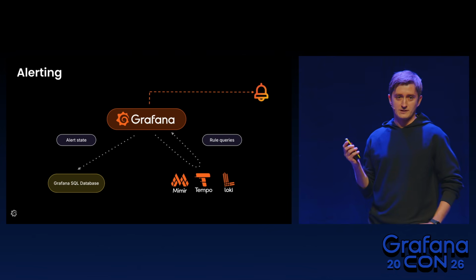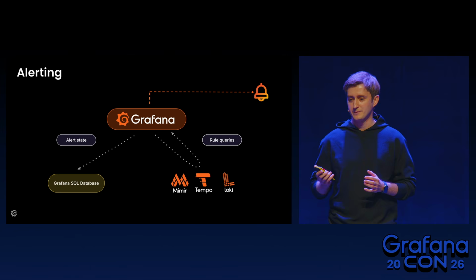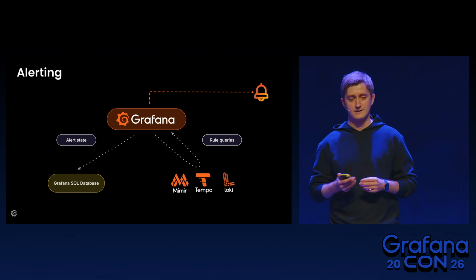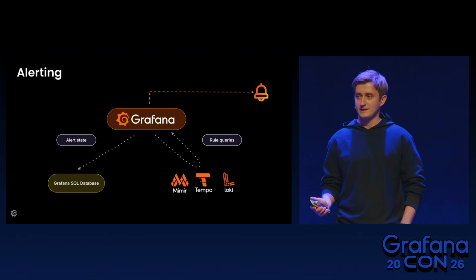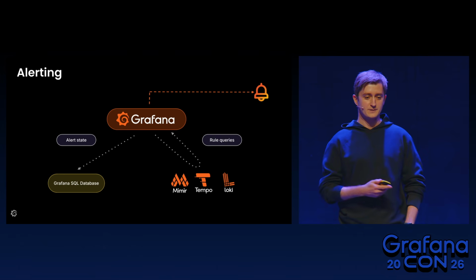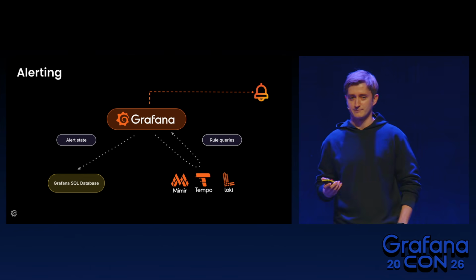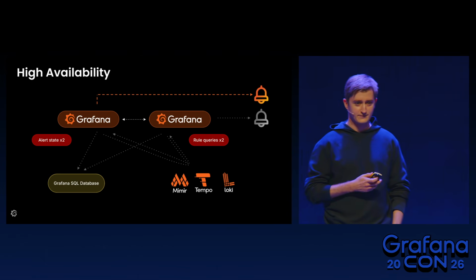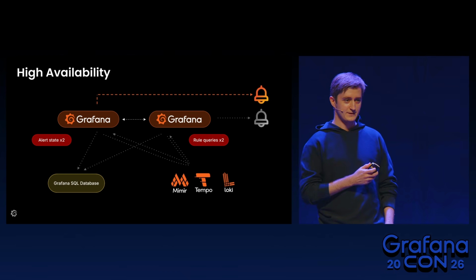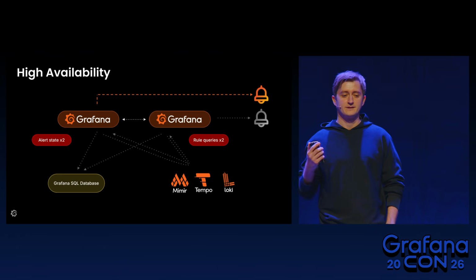Imagine you have one single Grafana instance. It runs your alerting, queries data sources like Mimir, Tempo, and Loki, and others, and writes alert state to the database. It's simple and easy to manage, but if it goes down, your alerting goes down with it. So what do you do? Well, you panic, of course, but then you add a second Grafana. Now you have two instances running in high availability mode. If one fails, the other keeps evaluating, so you've got redundancy.